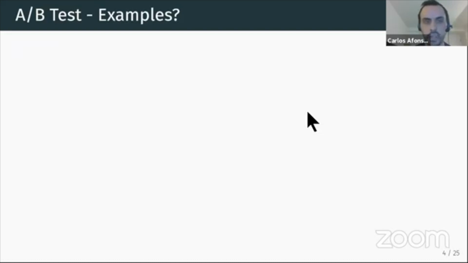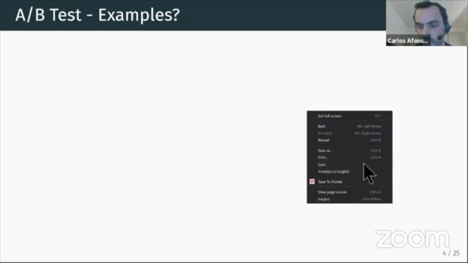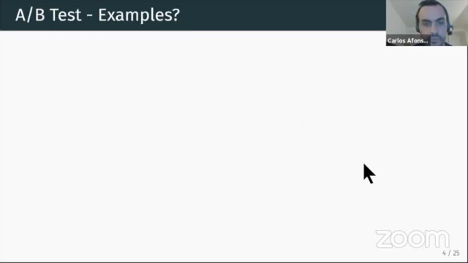Some examples. Can anyone provide some examples in the chat of A/B testing that you may know or have come across? They could be general, they could be specific. Any examples you can think of where A/B testing could be used? You have the chat.